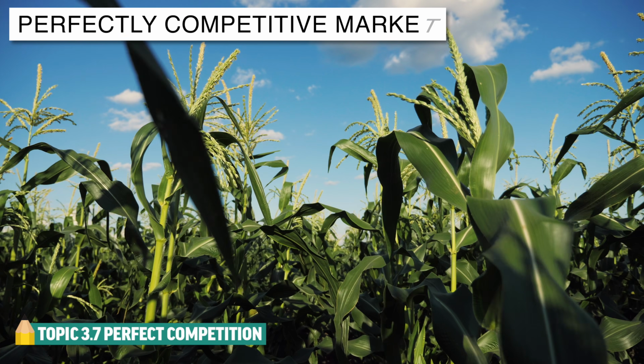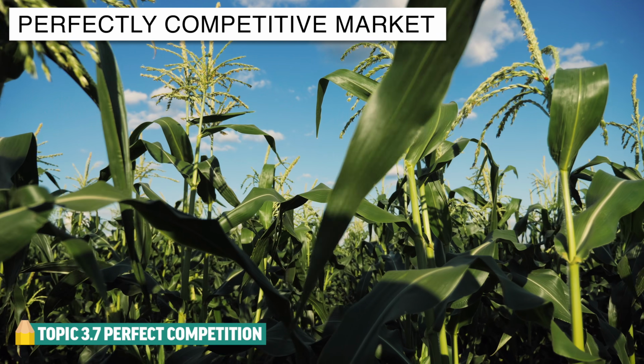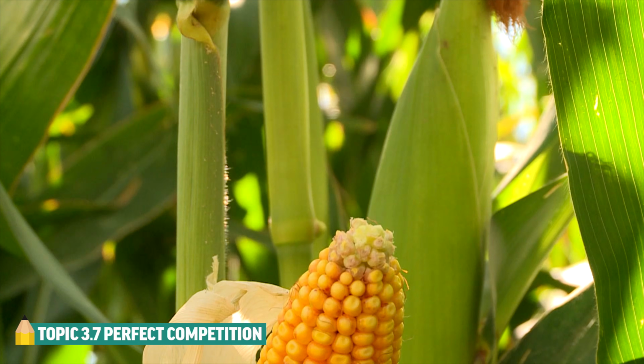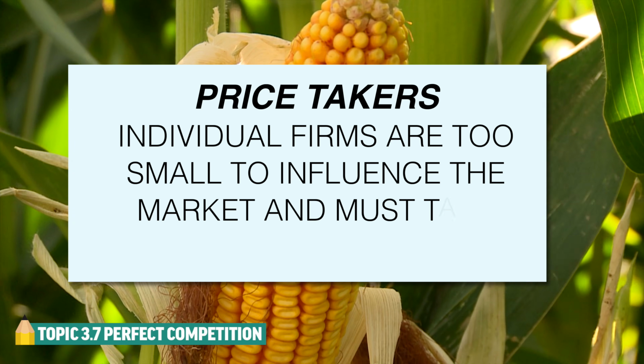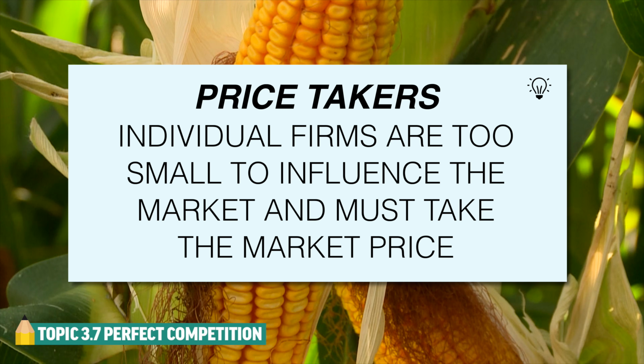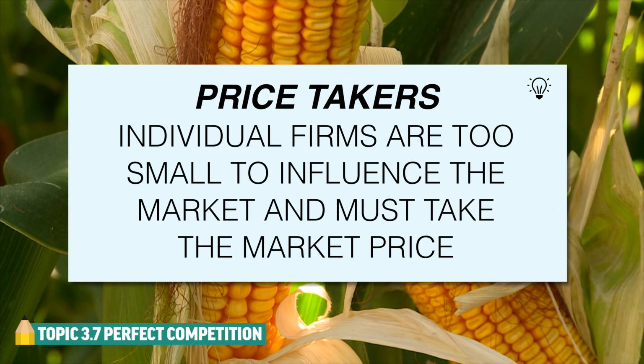A perfectly competitive market has many small firms that can easily enter or leave the industry. And each firm sells the exact same product. They're perfect substitutes for each other. This means that they are price takers. They have no control over the price and have to take the price set by the market.